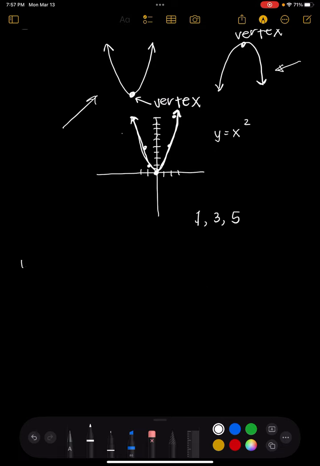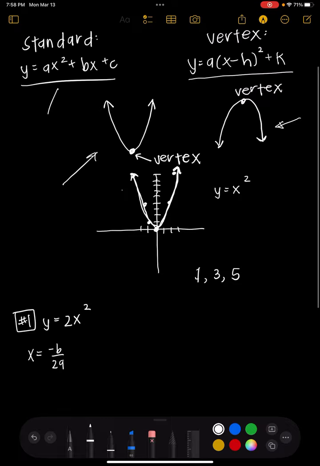So the first example wants us to graph the equation y is equal to 2x squared. So I consider this to be in standard form because there are no parentheses. And when a graph is in standard form, what we want to do is first find the vertex. So to find the vertex, the general formula is x has to be equal to negative b over 2a. Where if you remember, your a, b, and c are coming from here. So your a is in front of your x squared, your b is in front of your x, and then your c is the constant.